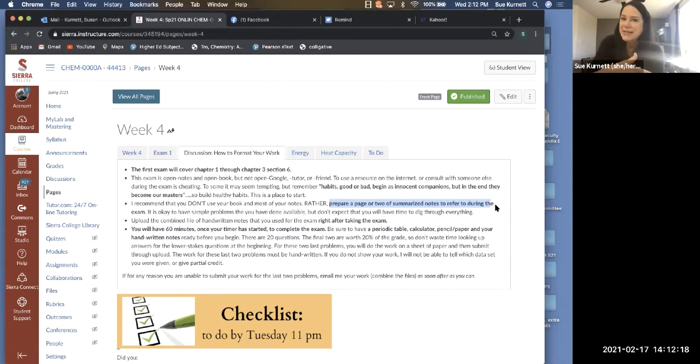And you don't need to upload those things. I just want to see you upload your handwritten notes. And so you won't do this during the exam, but once you finish the exam, there will be a place for you to upload your notes. And I will check to see that they're there. Are there any questions about the notes?